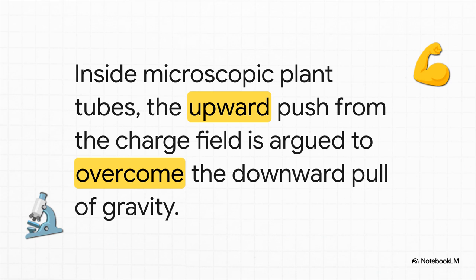Now, I know what you're thinking. If this field is pushing up on everything, why aren't we all floating away? Well, the paper says it's all about scale. For big things like us, gravity easily wins. But when you get down to the microscopic tubes inside a plant's xylem, the whole game changes, and this upward push from the charge field actually becomes the stronger force.